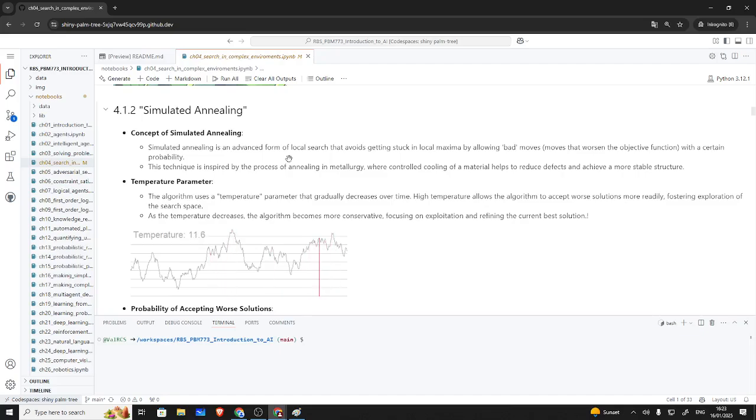This idea comes from metallurgy. How do you pronounce it? Metallurgy? I don't know, it's close enough, but you know what I'm talking about. Metals, heavy metals.